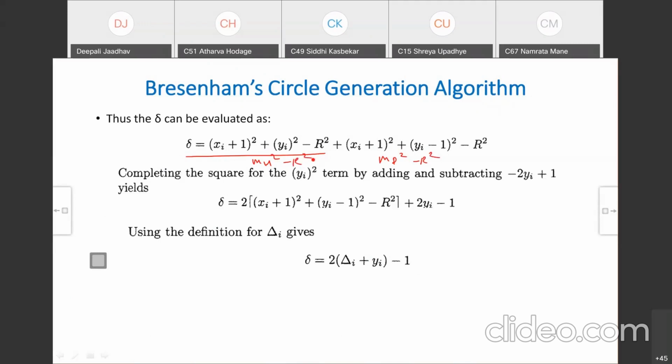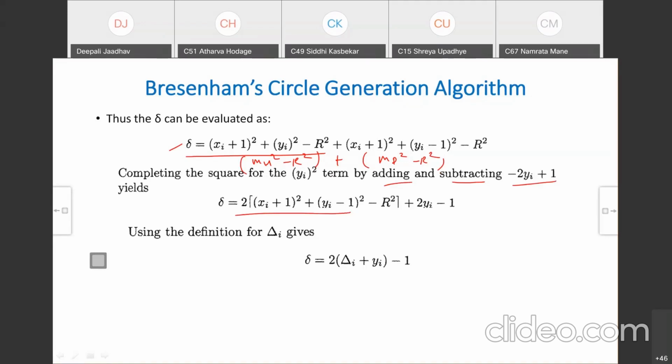Why do we need to calculate this value? To choose the next element, x and y, we need to increase or keep it as it is, depending upon the calculation. So how do we evaluate this delta? MH squared minus r squared plus MD squared minus r squared. By subtracting and adding, and minus 2yi plus 1, there are some calculations to do, and we get this equation.